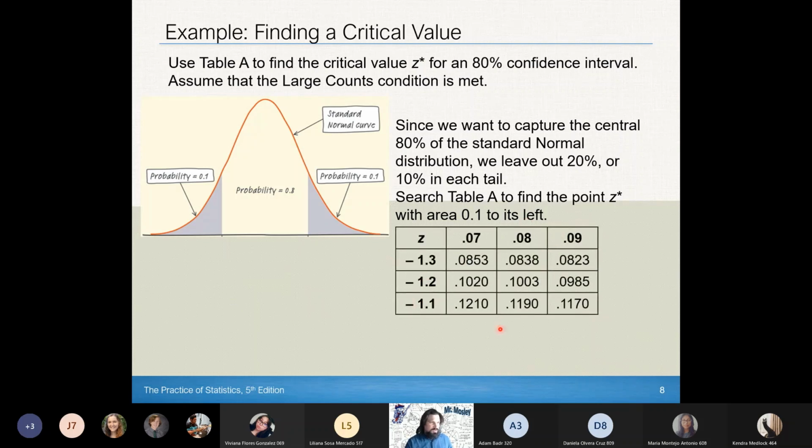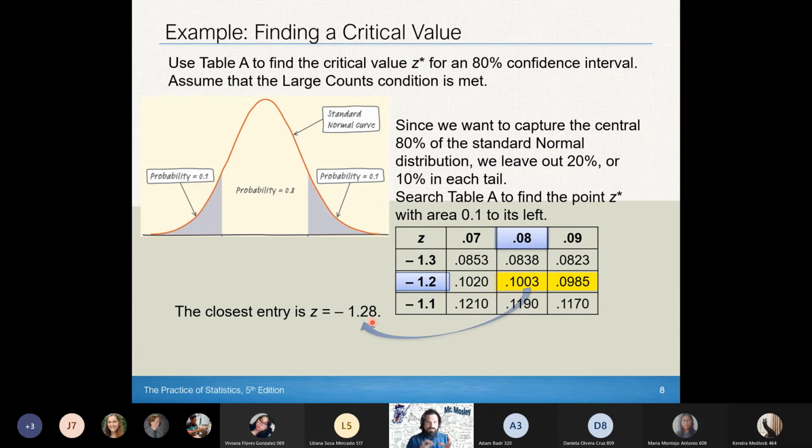So here's the little section of table A we're going to need. We see that 0.1003 and 0.0985 are the closest values we get to 0.1. Neither of them are exactly 0.1, but these are as close as we can get. 0.1003 is closer to 0.1 than 0.0985, so we're going to use that value. This leads to negative 1.2 in the left-hand z column and 0.08 in the top row of z values, which gives us the z-score of negative 1.28.